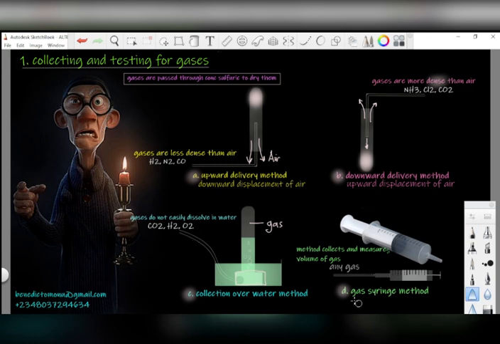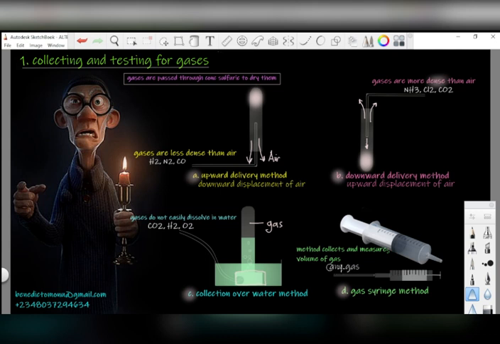Then lastly, we have the gas syringe method. This is a very simple and is the most common method in the laboratory for collecting gases. We use a gas syringe that looks like this. Now, this part of the gas syringe is connected to a tube that delivers the gas from the reaction.